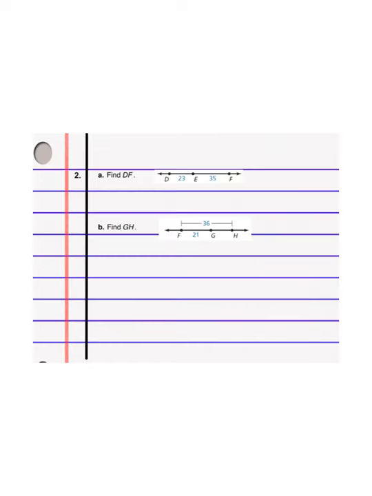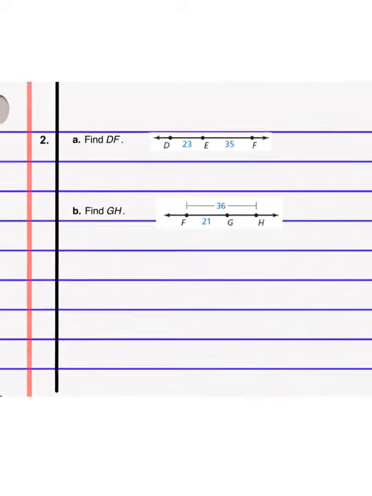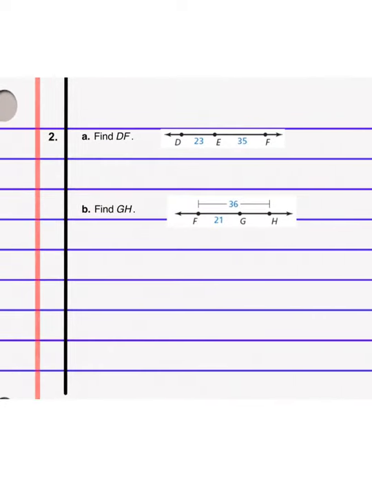All right, so example 2. You do want to write these down: find DF, find GH. The examples in the math are going to start out kind of simple, and we'll add in some algebra slowly, so don't worry, it will get a little more challenging. Here it says find DF. So DF is the whole thing. All you need to do is add it. And I'm going to get 58.